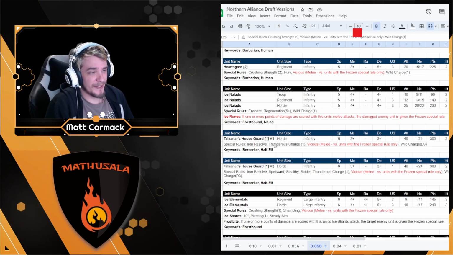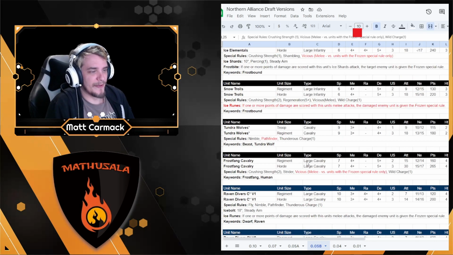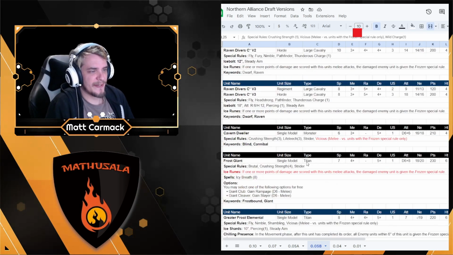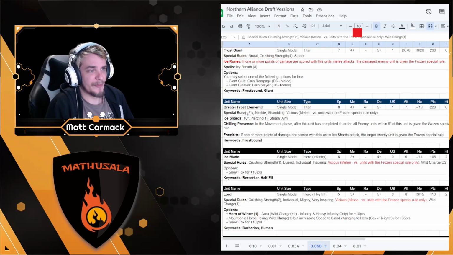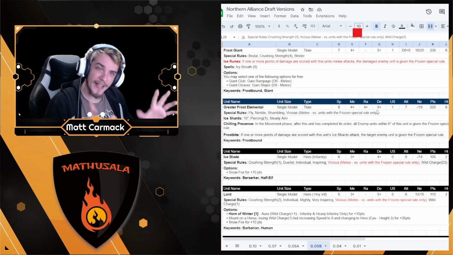And then you can see we're still doing Talinar's Household Guard as far up as this version. We actually had, if I go down far enough, yeah, the pitch for a Frost Elemental or a Greater Frost Elemental, which didn't go through this time, but hey, maybe next time.